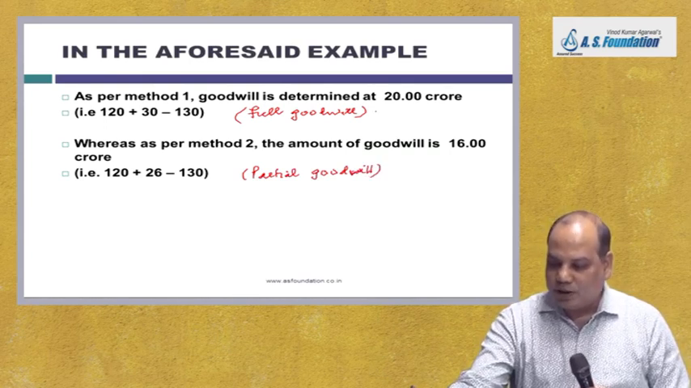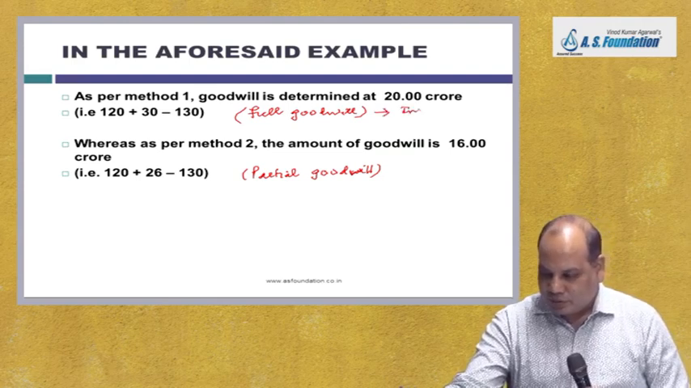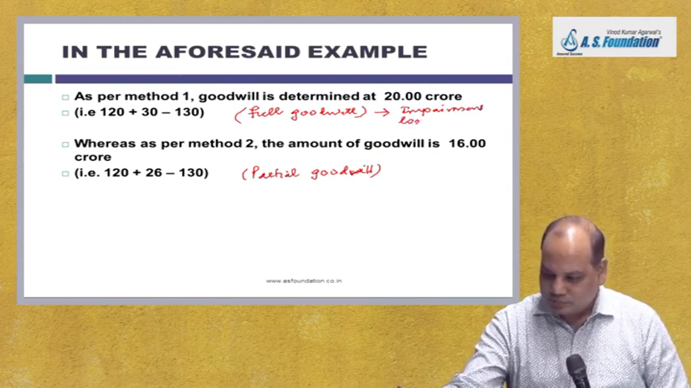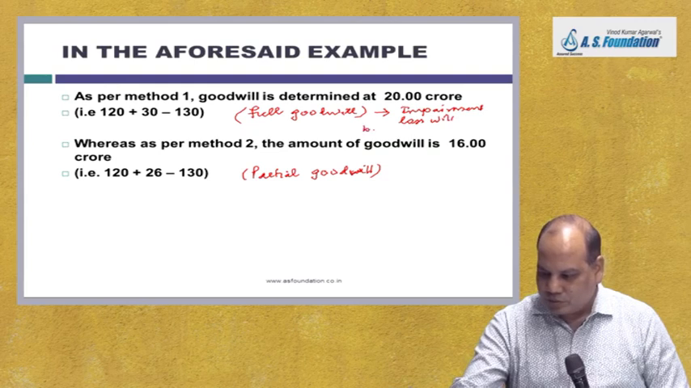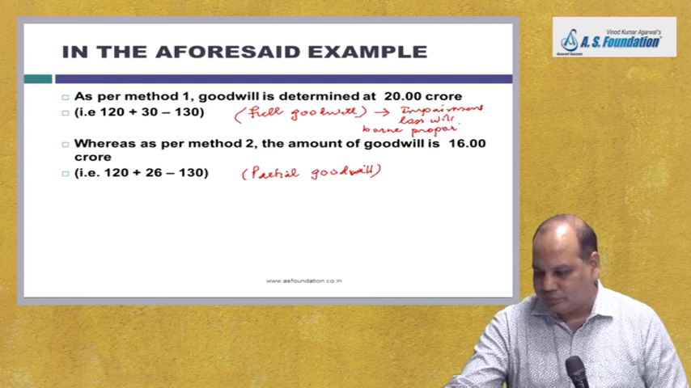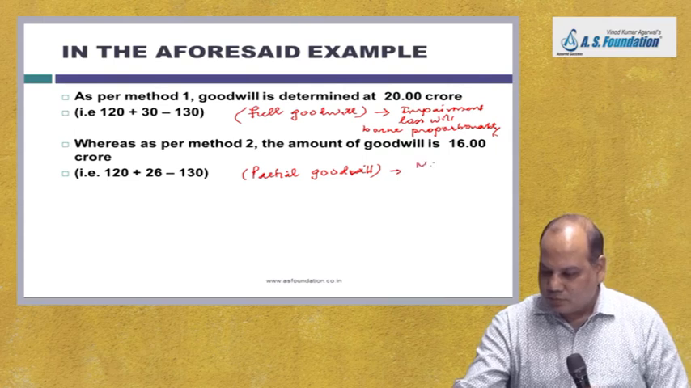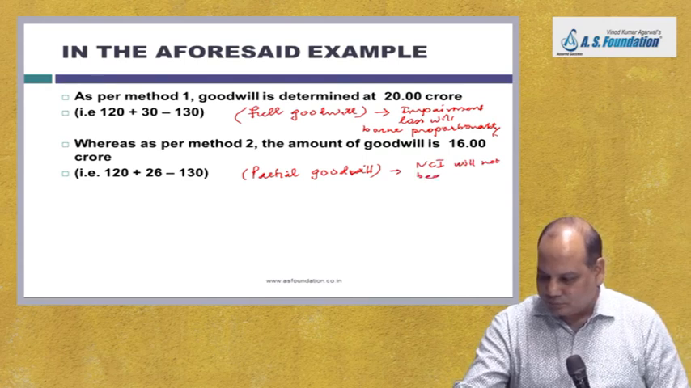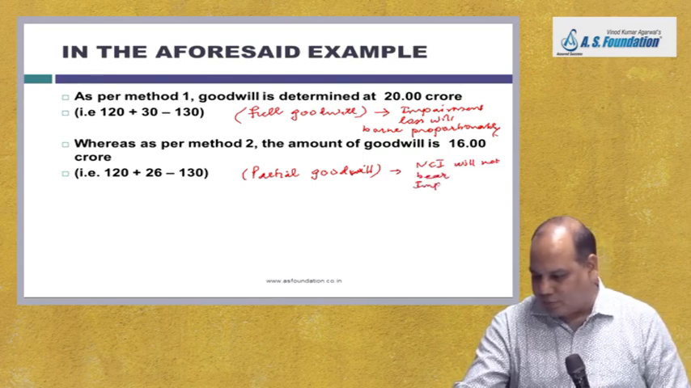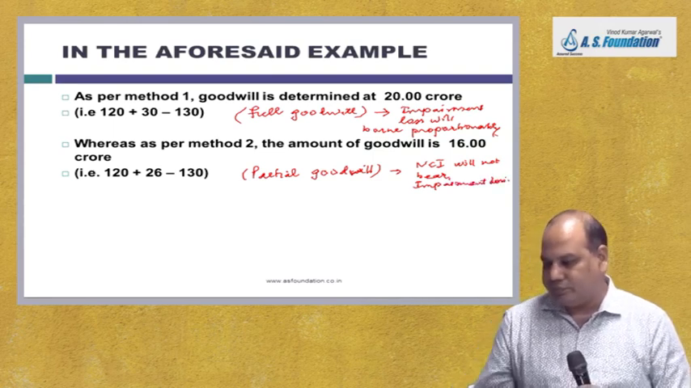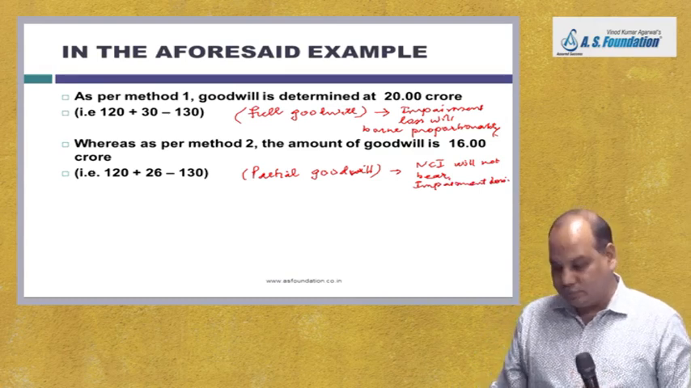If the goodwill is impaired in this method, then the impairment loss will be borne by NCI also, proportionately. But if it is partial goodwill, NCI will not bear impairment loss.